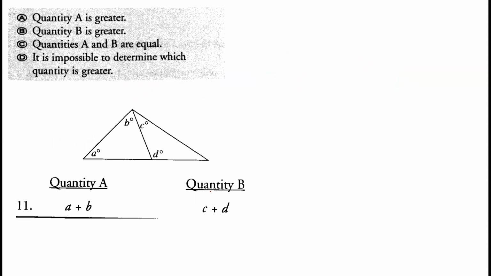Now quantity A is A plus B and quantity B is C plus D. Now which one is greater? Now what will be this angle? Let's suppose this is X. So A plus B plus X should be equal to 180, and X would be equal to 180 minus A minus B. So X equals 180 minus A minus B.